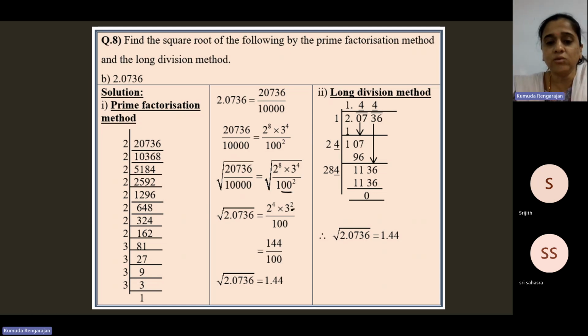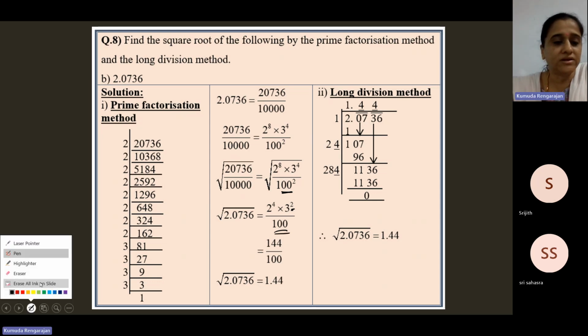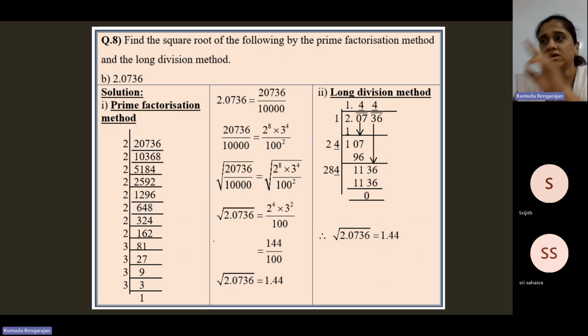Correct? And here what do you have? 100 square. So like 100 into 100, there are two 100s. So 100 will come out of the square root. 100 square is 100 into 100. There are two 100s. 100 will come out of the square root. Correct? So we write it as 100 square, that is 100 out of the square root.